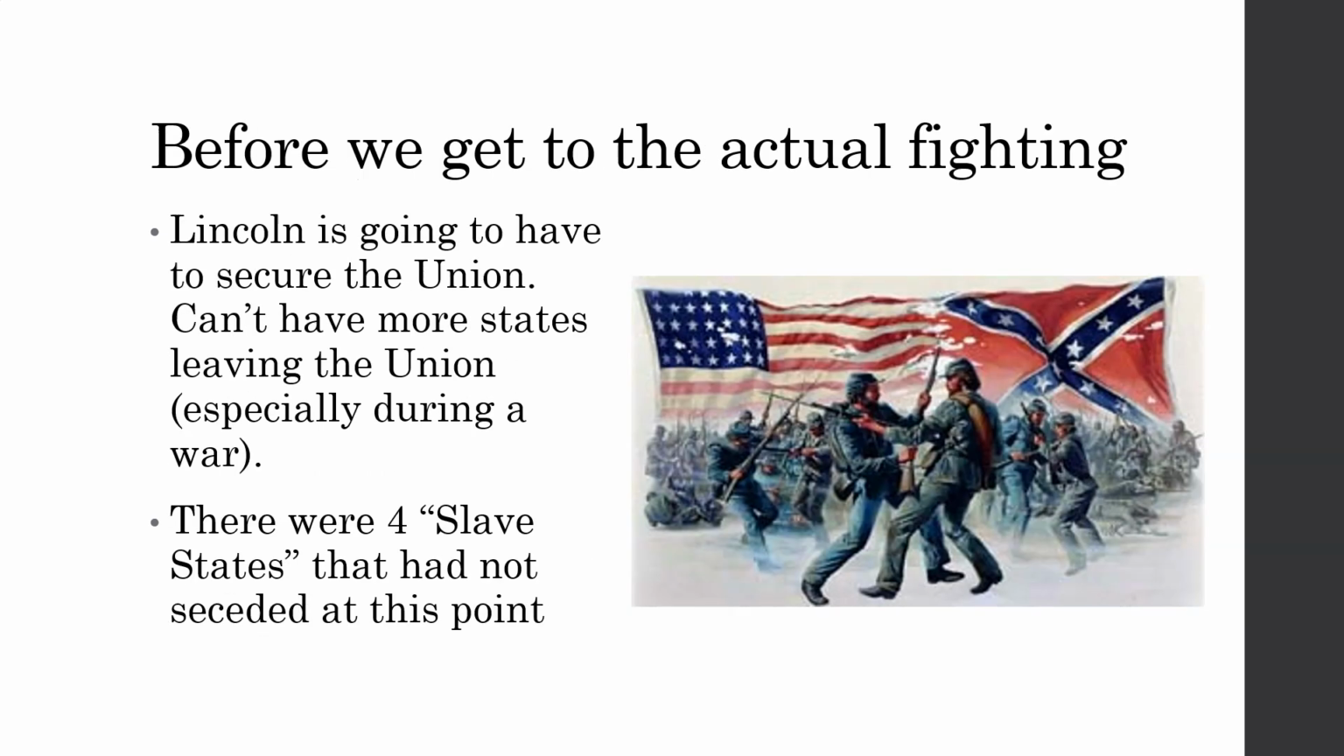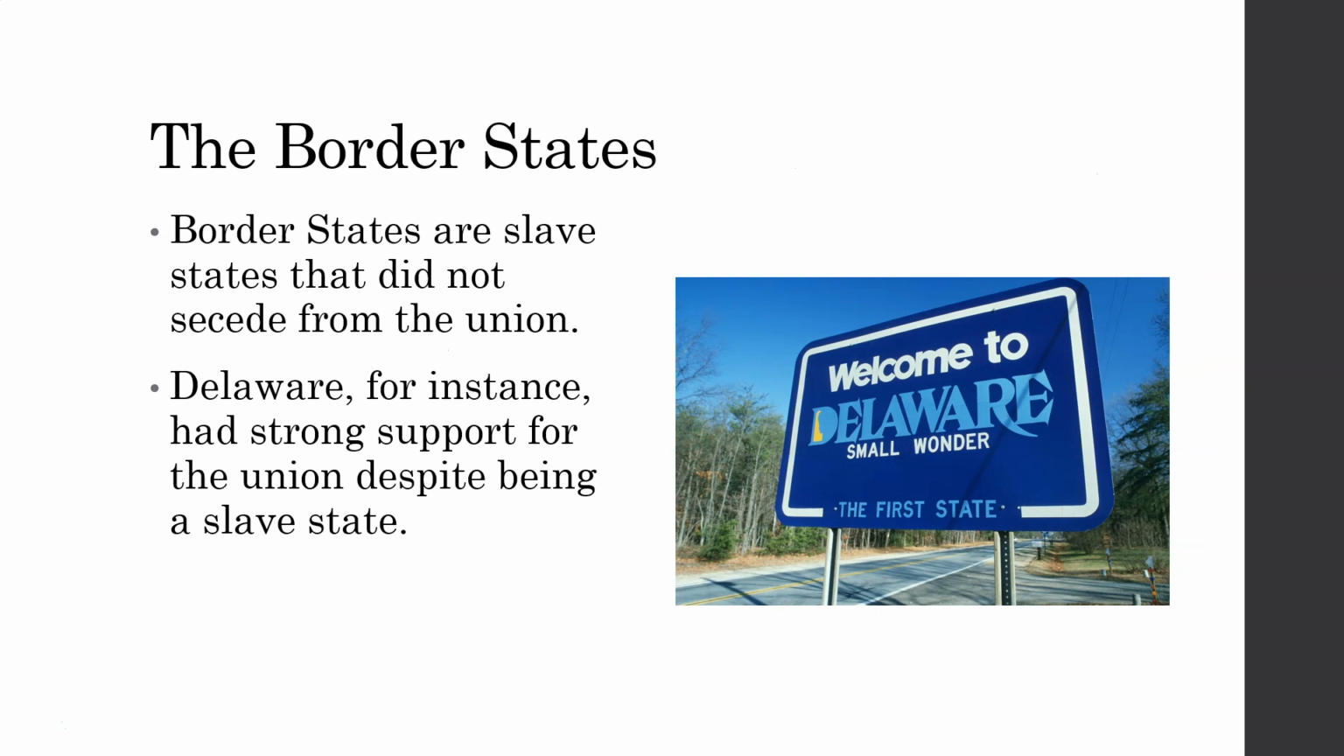Now, before we get to some actual fighting, Lincoln is going to have to secure the Union and make sure no more states are going to leave. Can't have more states leaving over and over, and eventually you have none left. There were still 4 slave states that had not seceded at this point, and those are known as border states. They're states on the border near the South that have slaves, yet remained loyal.